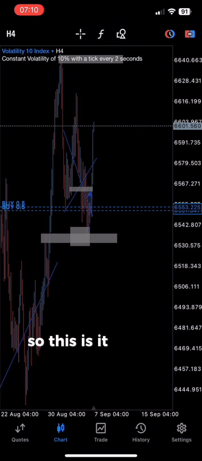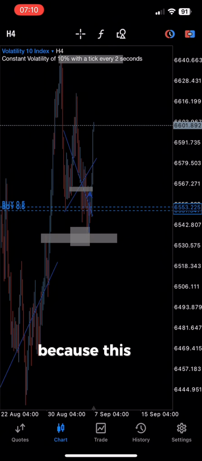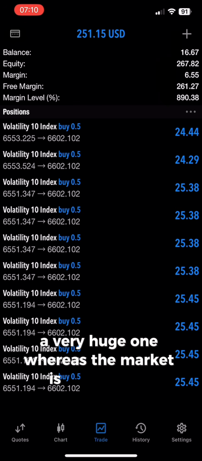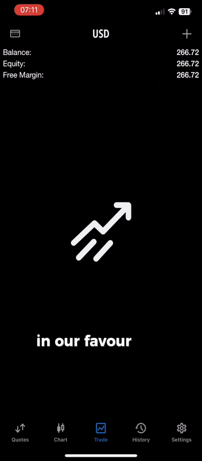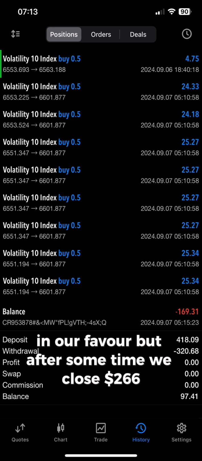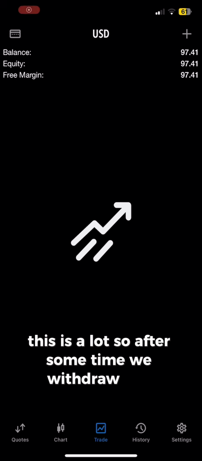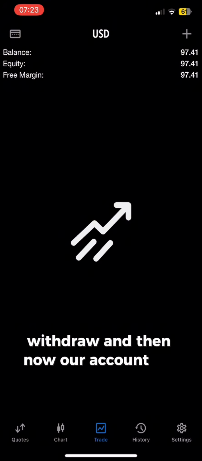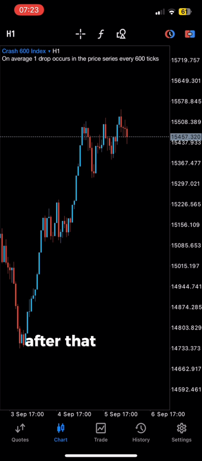So this is it. You can actually close the market because this is a huge win, a very huge one, because the market is actually in our favor. But after some time we closed $266. This is a lot. So after some time we withdraw that. As you can see, there was a withdrawal, and then now our account is $97 after that withdrawal.